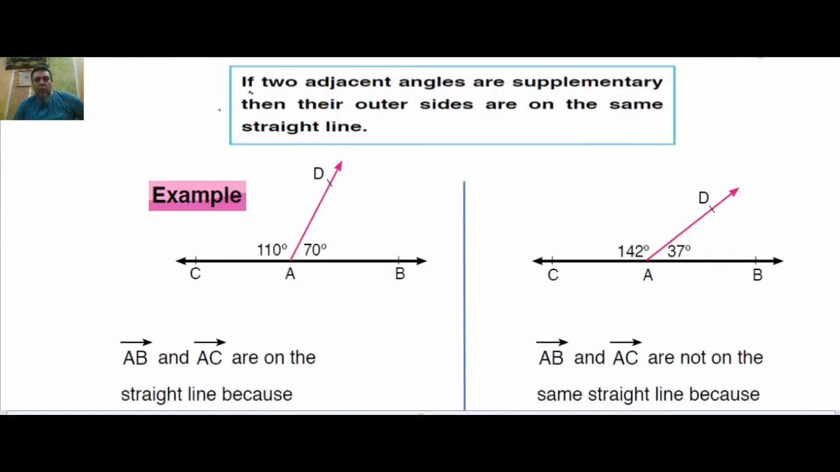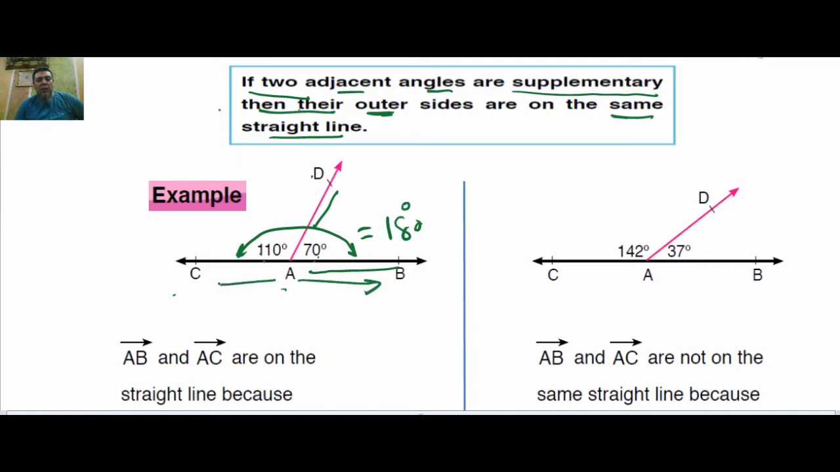In these definitions, if two adjacent angles are supplementary, then their outer sides are on the same straight line. Are angles BAD and DAC forming a straight angle? Yes. Why? Because 110 plus 70 equals 180, so the two outer sides, ray AB and ray AC, belong to the same straight line.